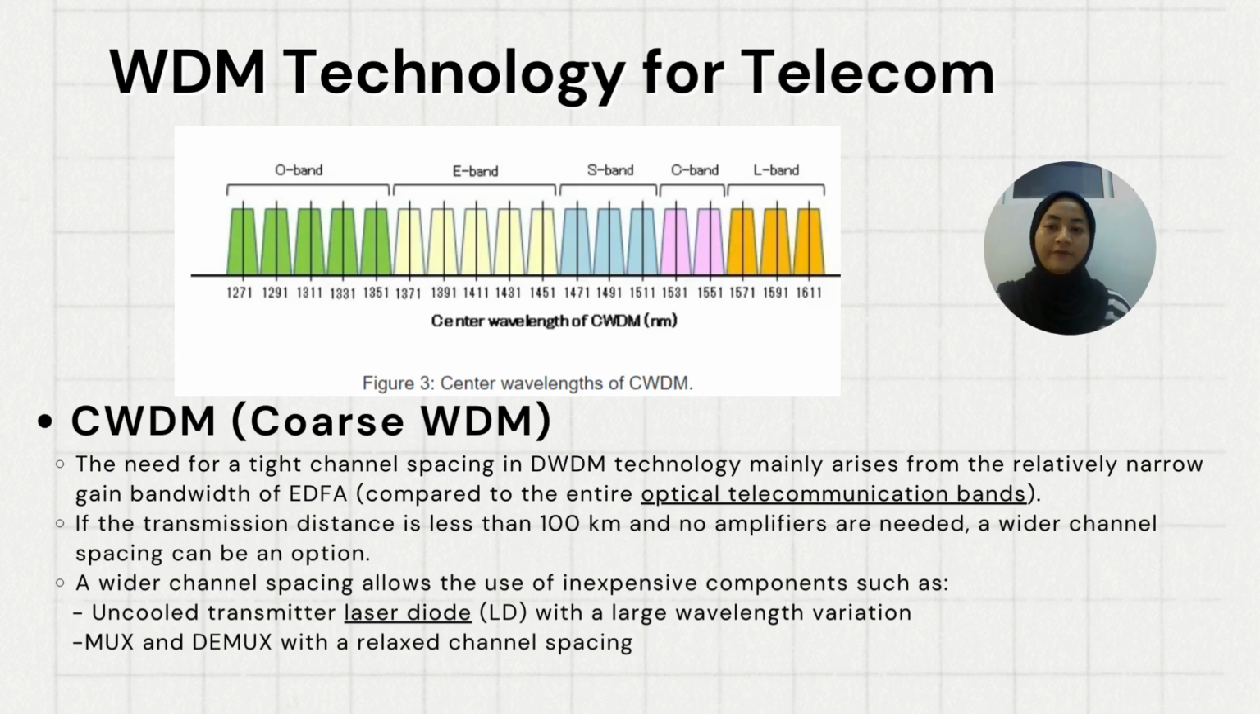The second technology for telecom is CWDM. The need for tight channel spacing in DWDM technology mainly arises from the relatively narrow gain bandwidth of EDFA compared to the entire optical telecommunication bands. On the other hand, if the transmission distance is less than 100 kilometers and no amplifiers are needed, a wider channel spacing can be an option. A wider channel spacing allows the use of inexpensive components, such as an uncooled transmitter laser diode (LD) with a large wavelength variation, and a mux and demux with a relaxed channel spacing.